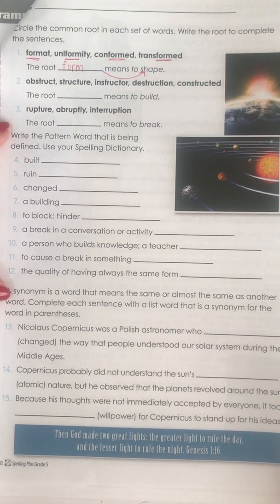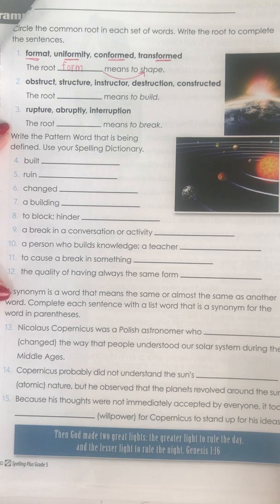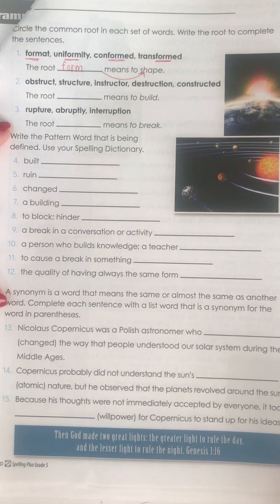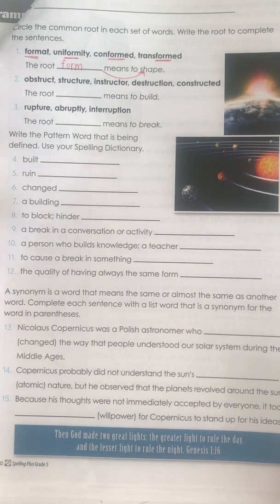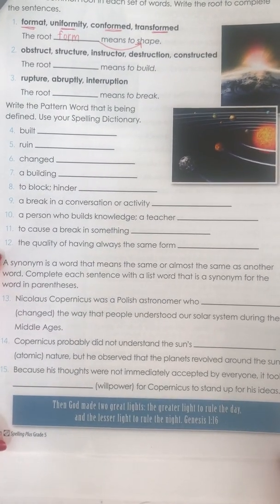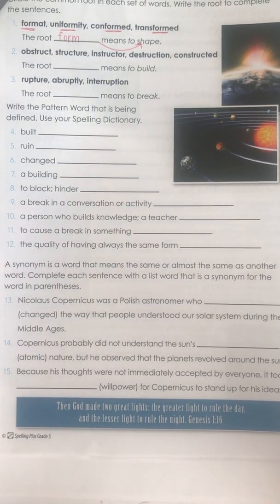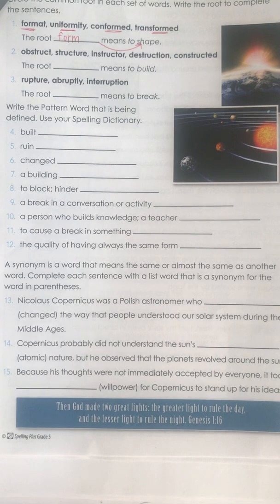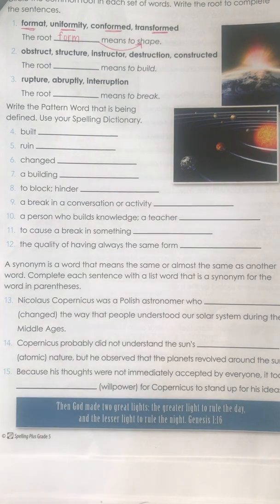So if you've already done, or you should have done, your definitions for the week, you can take a peek at those and then just match your definitions. And then we have 3 exercises for synonyms. And as I always say, synonyms are words that mean the same or almost the same as another word. You're just going to complete the sentence with a list word that is a synonym. So a word that means the same or almost the same for the word in parentheses.